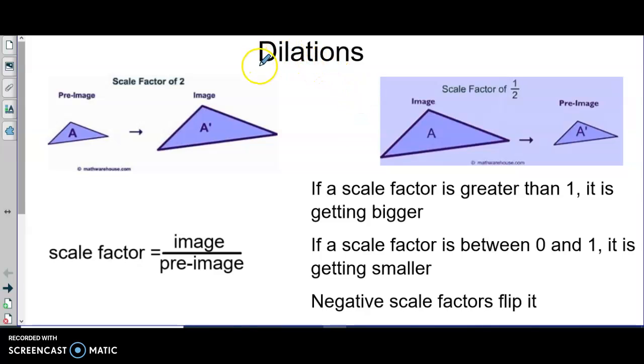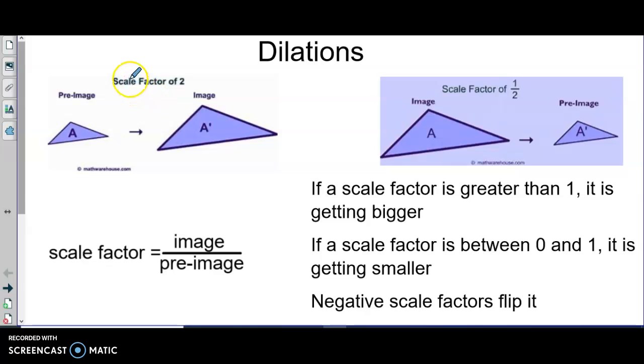Today we are talking about dilations, and a dilation is when you make something bigger or smaller. Now, when we make something bigger or smaller, we do it by a scale factor, and the scale factor tells us how much bigger or smaller it's going to be. To find scale factor, we do the image over the pre-image, and pre means starting or the first image.